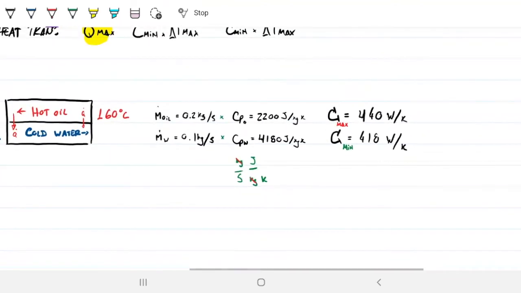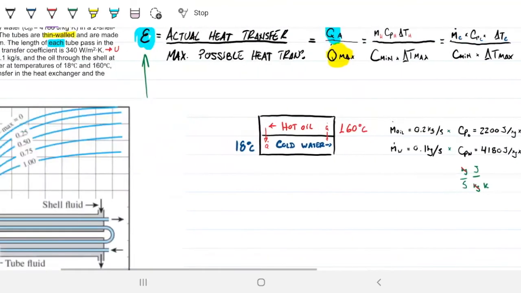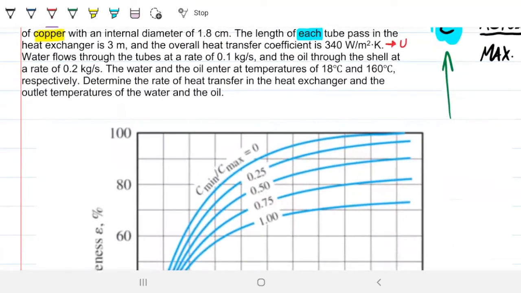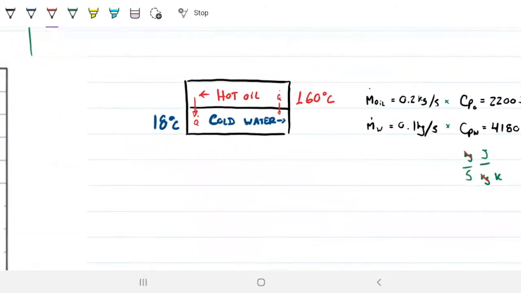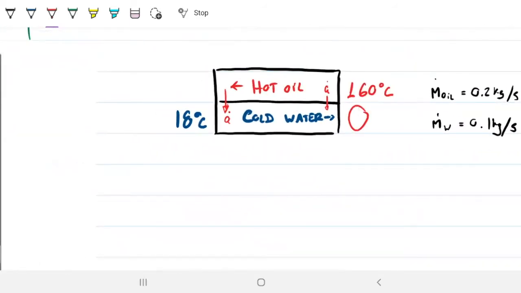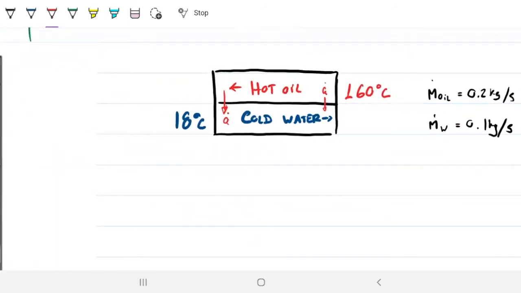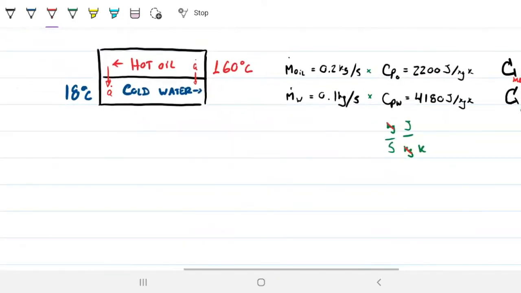Now, what do we do? Let's go back to the question. We are asked to determine the rate of heat, so that is, what is the Q, the outlet temperature of the water and the oil. So what's the temperature outlet of the hot? What's the temperature outlet of the cold? Okay? In simpler times, we would have both of these, so we can calculate one of them, use it to calculate the other one, and that would be all good. But now we don't have everything, so that's what we're going to use the NTU.